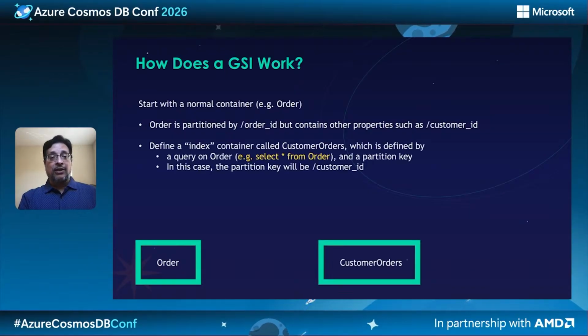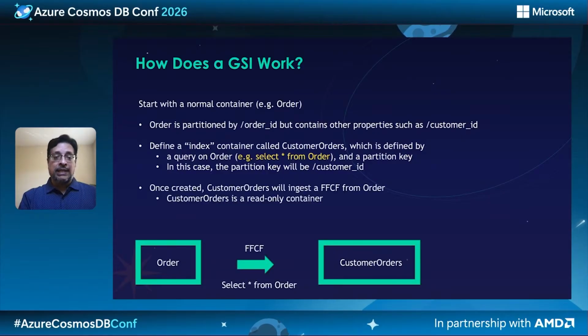Now I define a new index container called customer orders, which is defined by a covering query shown here, select star from order, and a partition key. In this case, the partition key will be customer ID. Once I set this up, the customer ID will get live updates from the order via the full fidelity change feed, filtered by the covering queries seen below.